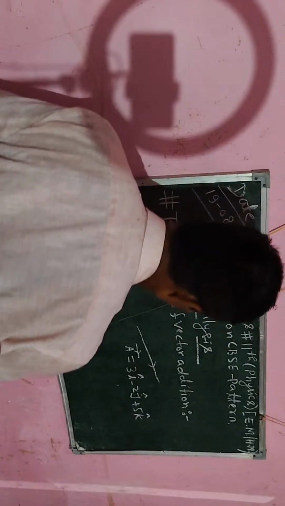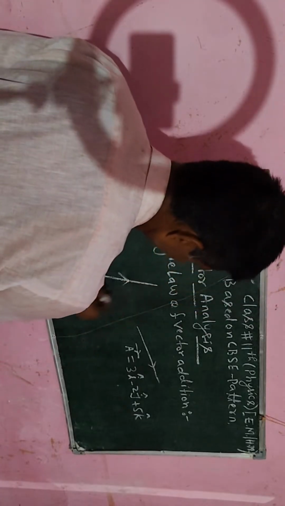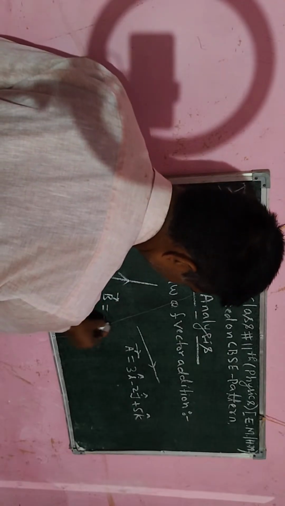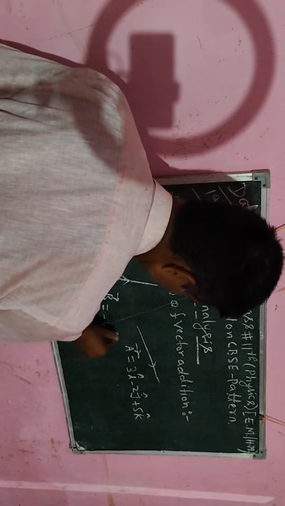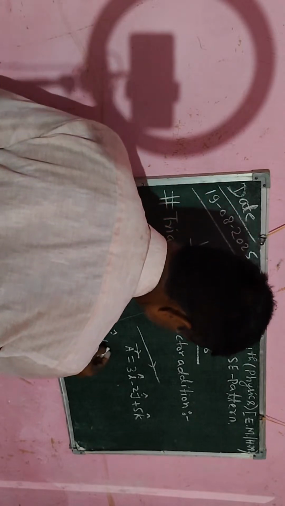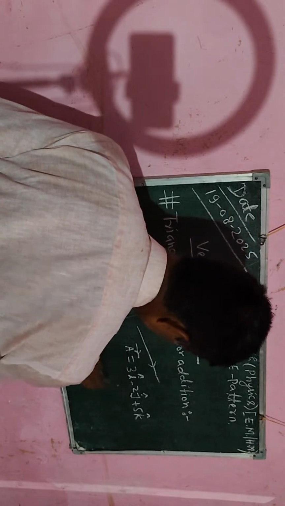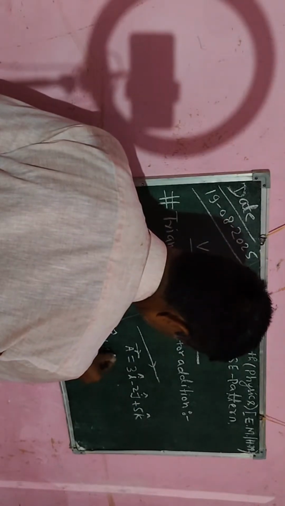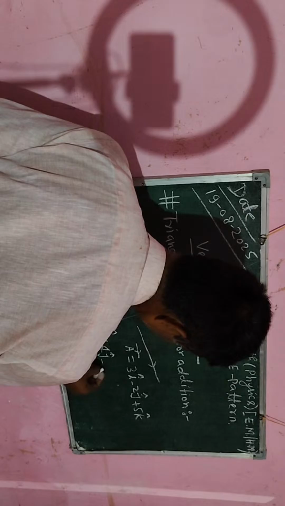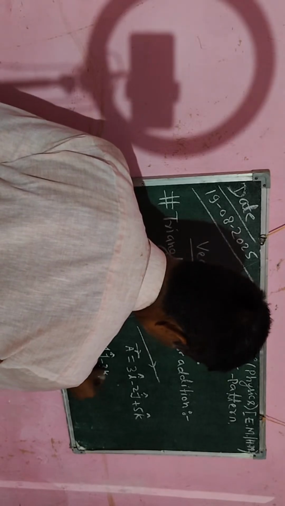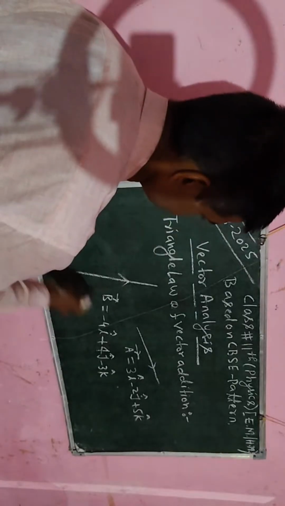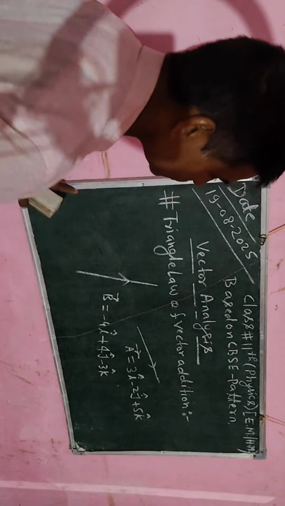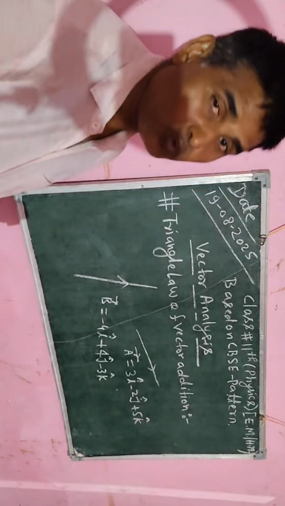Similarly, the other vector I consider is B, and its value is minus 4 i cap plus 4 j cap minus 3 k cap. Suppose I have two vectors, one named A and another named B. Now we have to add these two vectors by using the geometrical method.